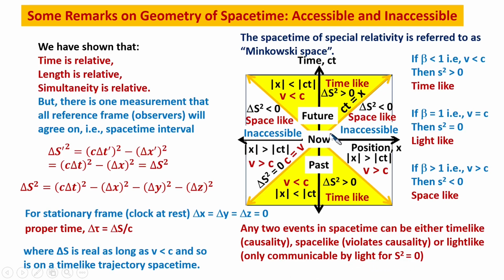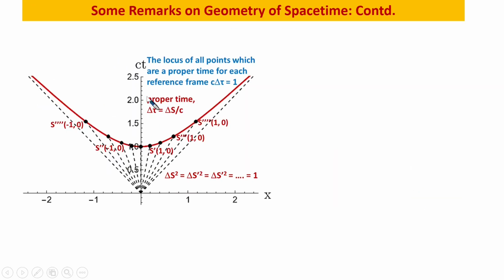So this line here will be light-like. To repeat again, this is your time axis and x-axis. This is your hyperbolic path, and these dots all have different speeds, so they have different frames: S prime, S double prime, S triple prime, and so on.